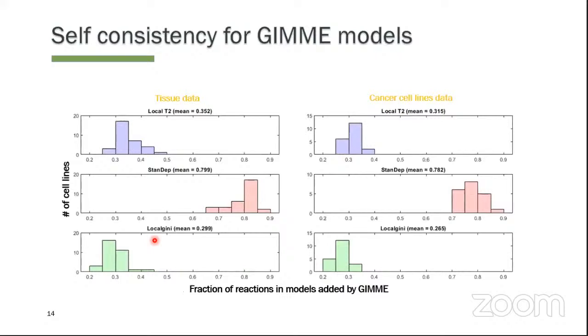In the case of GIMME models, StanDep doesn't work well in the GIMME algorithm. Here almost a larger fraction of reactions was added by the algorithm than what GIMME would add. Local Gini and local T2 do well, and if we consider the mean value, local Gini does a better job than the remaining threshold methods.